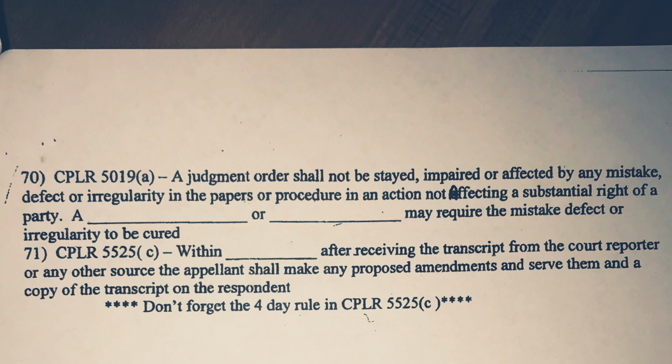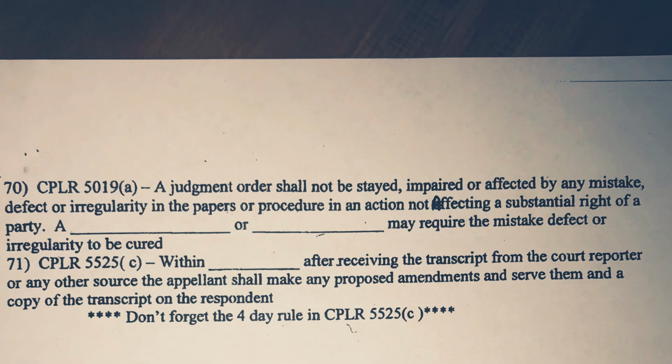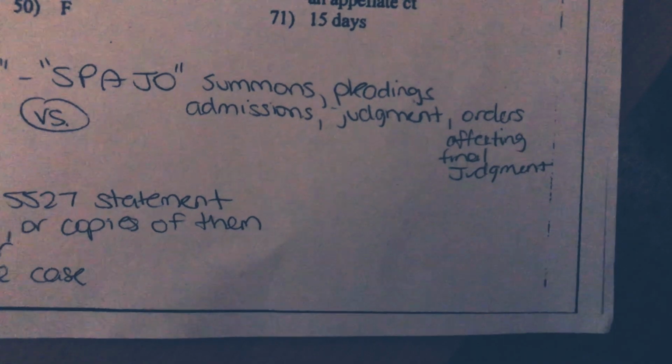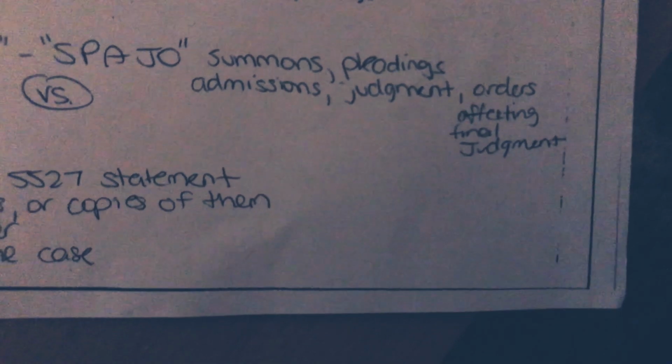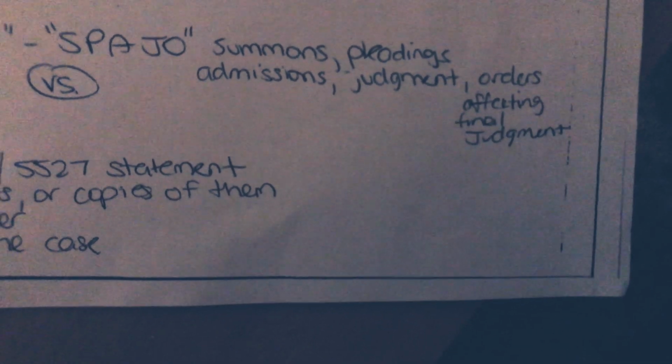71. Another 15-day rule. Within 15 days after receiving the transcript from the reporter or any other source, the appellant shall make any proposed amendments and serve them and a copy of the transcript on the respondent. And there is a crazy 4-day rule in 5525 sub C, which, oh God, I don't even remember it. All right, so let's go over my notes on the bottom here. The judgment roll is the SPAJO: summons, pleadings, admissions, judgment, orders affecting the final judgment.